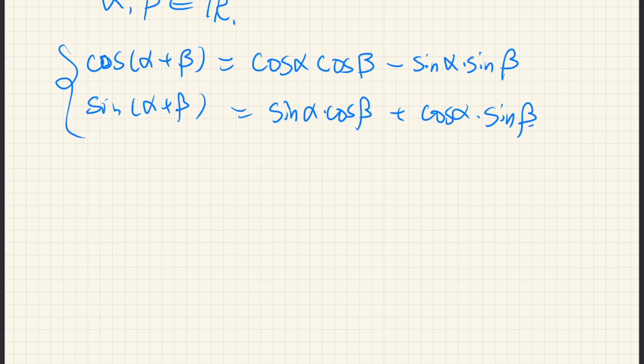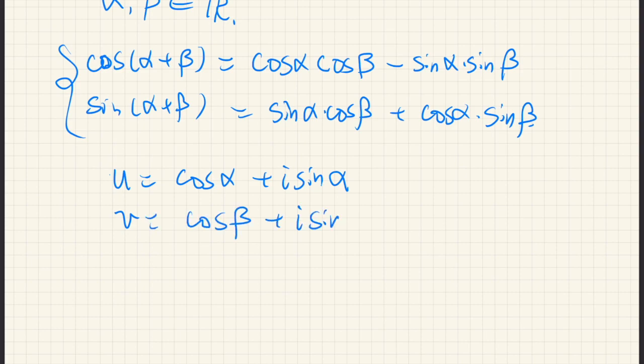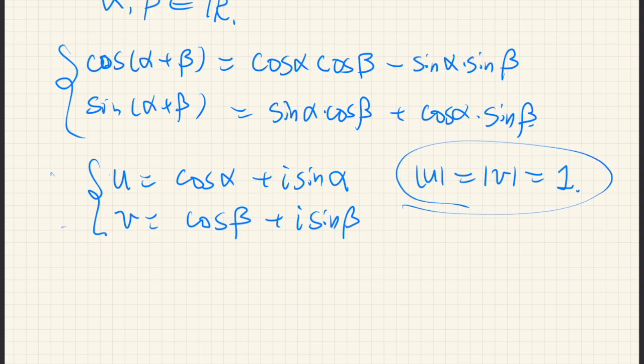Okay, so let's define u as cosine alpha plus i sine alpha, and v as cosine beta plus i sine beta. Then by definition of cosine and sine, we can easily see that the absolute value of u is equal to the absolute value of v, which is equal to 1. So both have the length of 1.